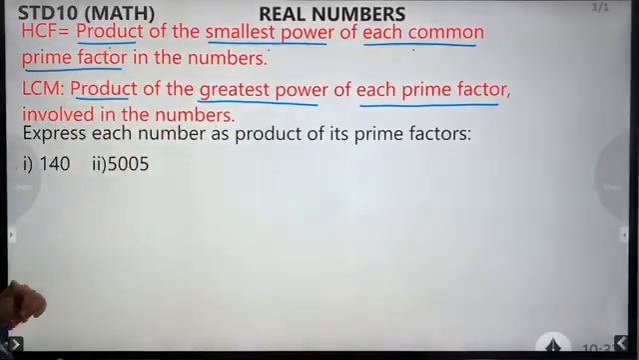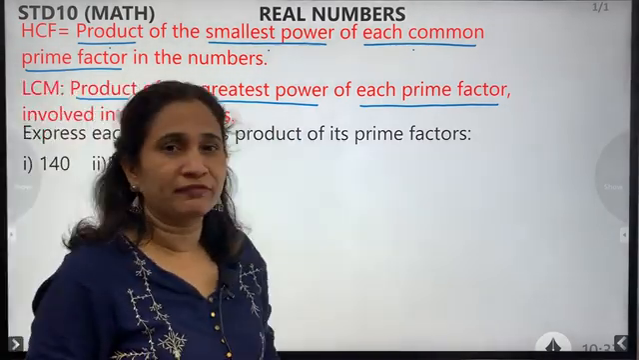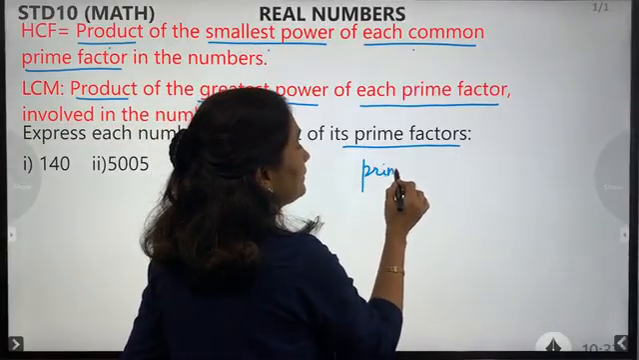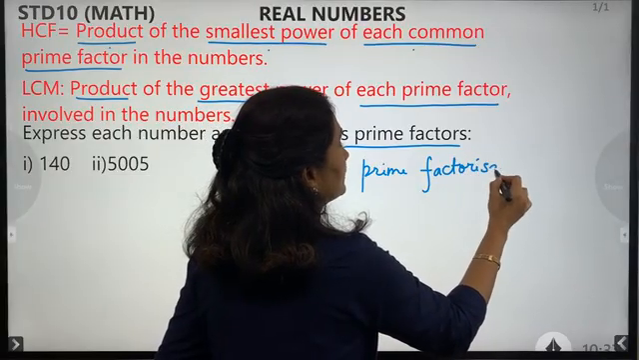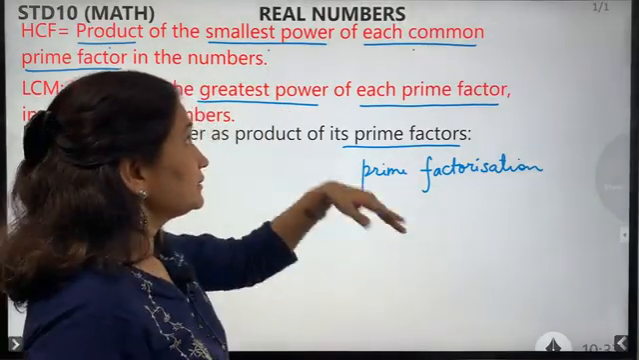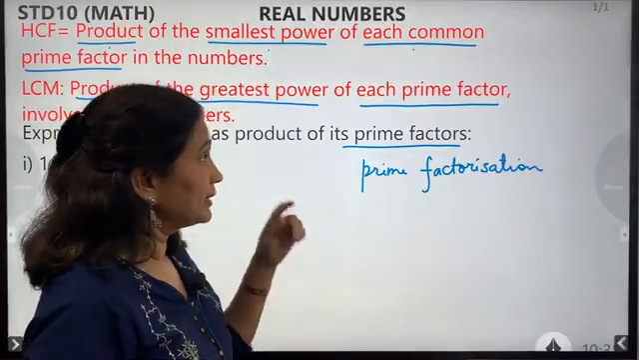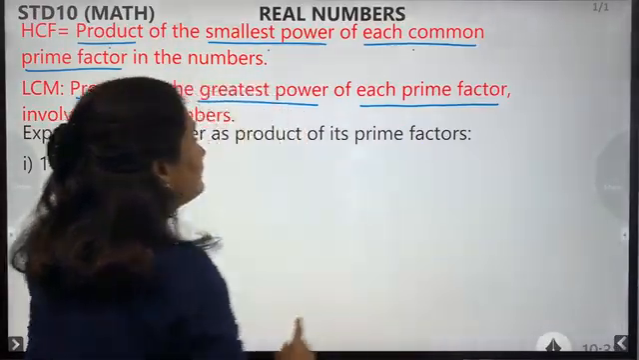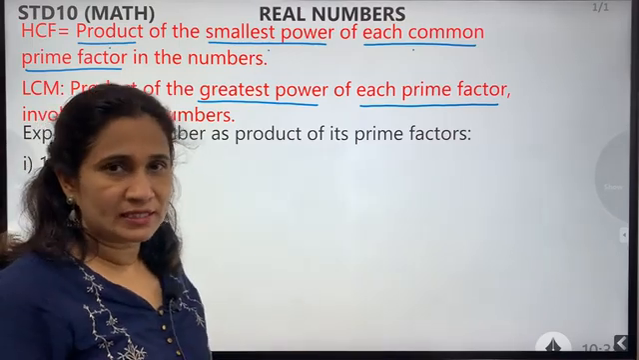So I am just giving you 2 questions over here. It says express each number as the product of its prime factors. In a way they are saying that we have to do the prime factorization of these 2 numbers, and once children you know how to do prime factorization, then I will tell you how to find the HCF and LCM of the given numbers. But let us first know how to find prime factors. Now to find prime factors there are 2 ways I am going to show you. So whichever way you find easier you can follow.